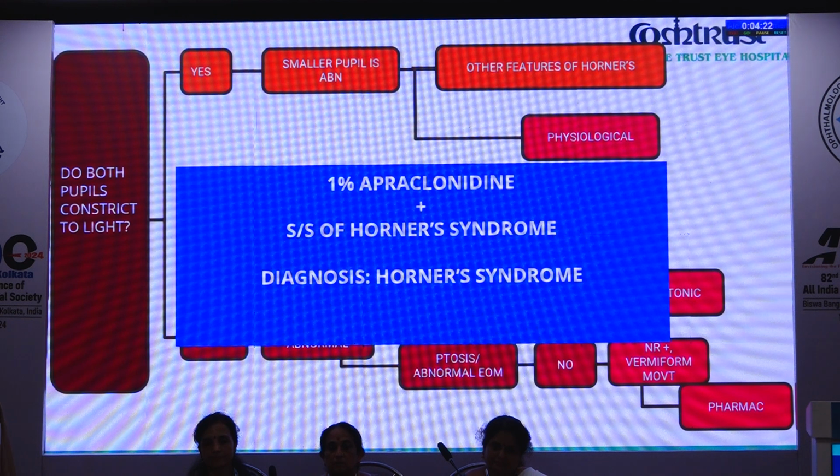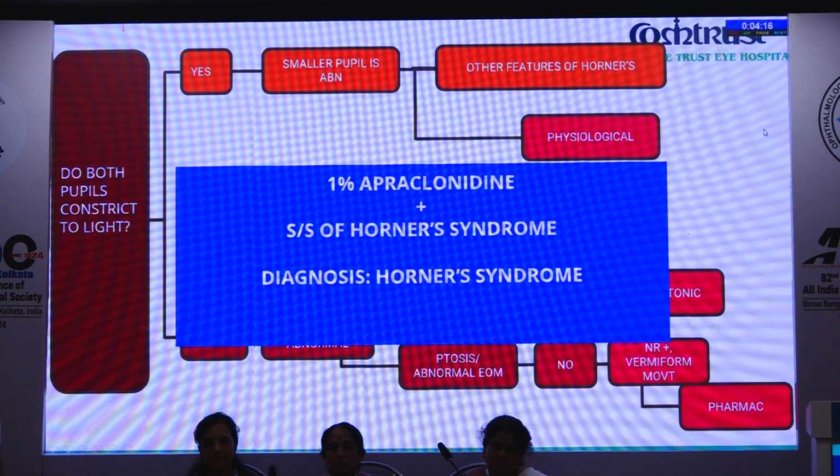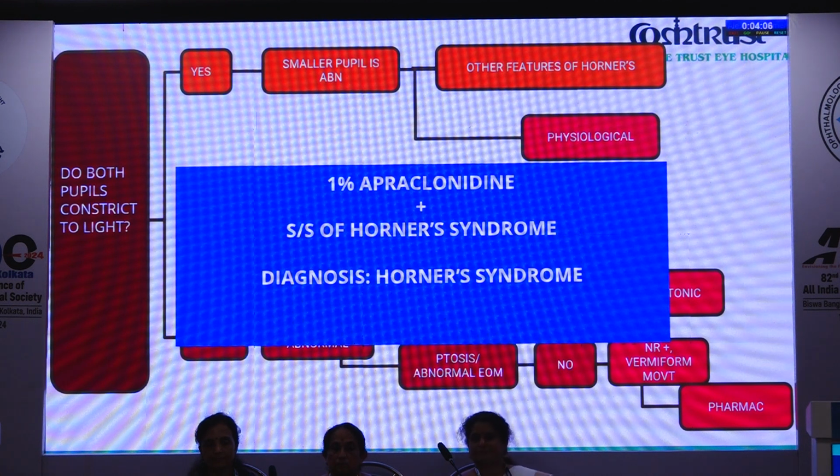Theoretically, we also need to know about the effect of cocaine. On instilling 2 drops of cocaine, 4% and 10%, in each eye, 5 minutes apart, and then measuring the degree of anisocoria, a post-cocaine anisocoria of 1 mm or greater is diagnostic of Horner syndrome on the side of the smaller pupil.